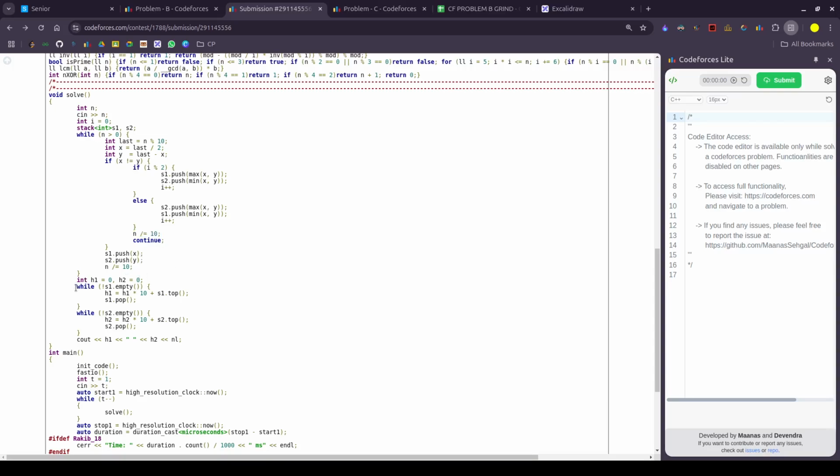and after that we are just making two halves, the first half and the second half, just popping the elements from the stack and then creating the integer value from it, and this is the answer.